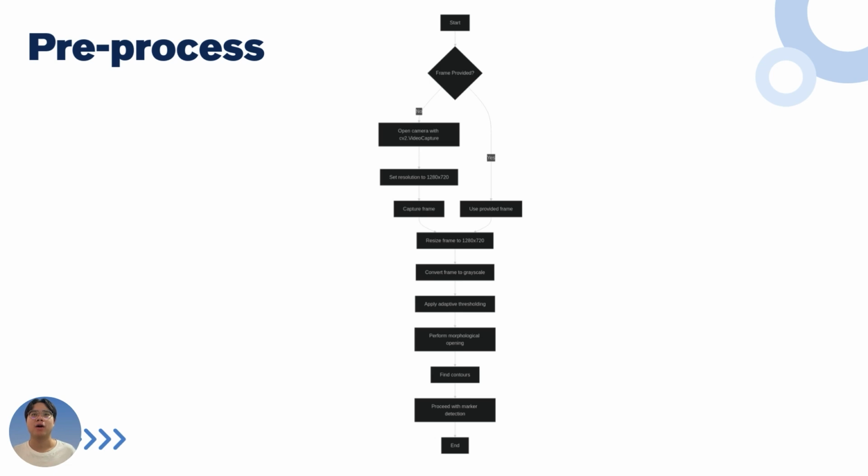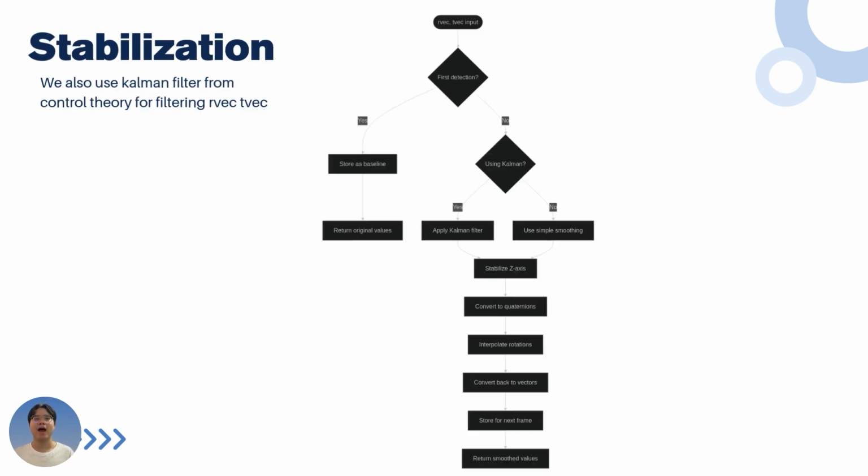And this is the pre-process I already spoke about. As I said, we first resize, and then we convert to grayscale, and then we apply the adaptive threshold. Then we do morphological opening to reduce noise, and then find contours for our marker outlines. But how are we going to stabilize the pose? After we find the contours, we do pose estimation by solvePnP, and some instability occurs when we solve the PnP.